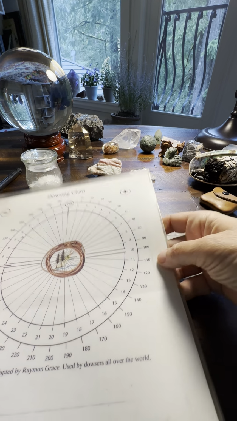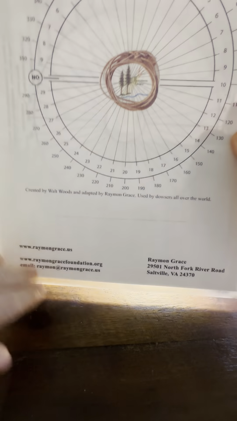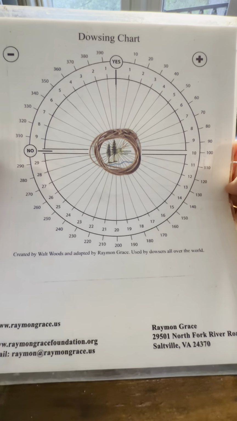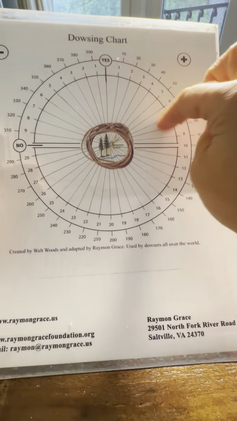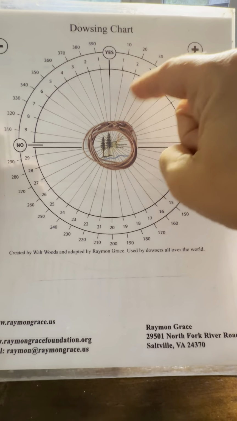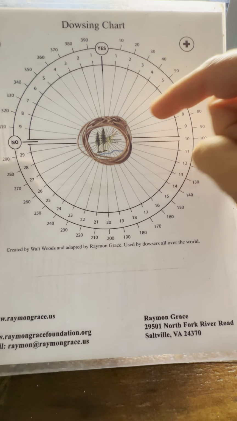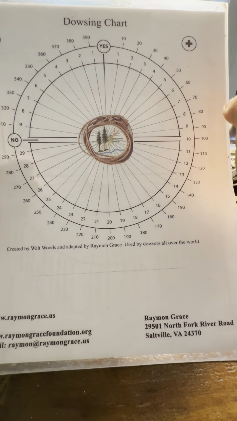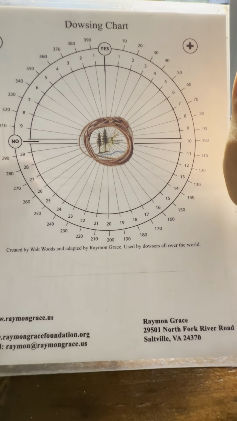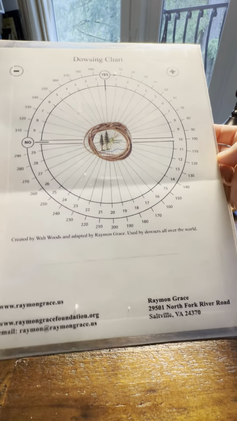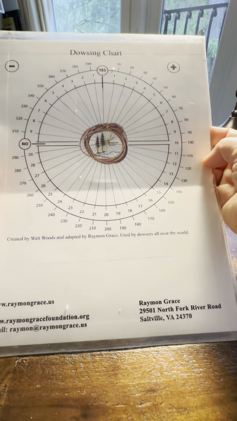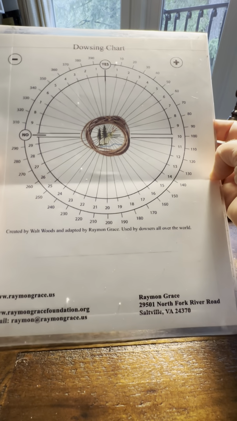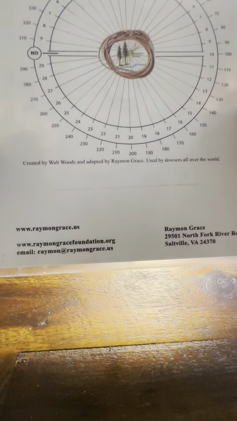My chart is actually from Raymond Grace. Sorry for the salt on it. He has a dowsing chart on his website that you can actually download. The chart that he has doesn't have the lines in here. I actually drew those lines myself just to make it easier for me. So feel free to alter your chart any way that you want to. And then I laminated it. I just got some laminated sheets and laminated it because I find that I use this quite a bit, especially in my healing, checking people's frequencies, things like that. I'll use this chart. So his information is on the bottom here.